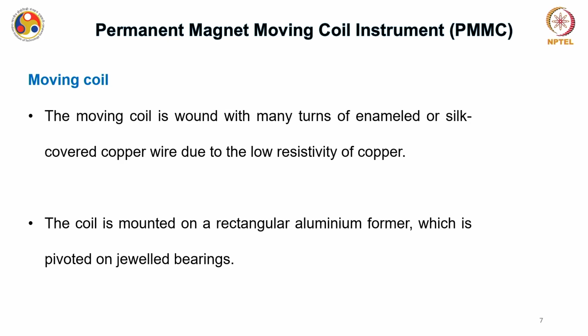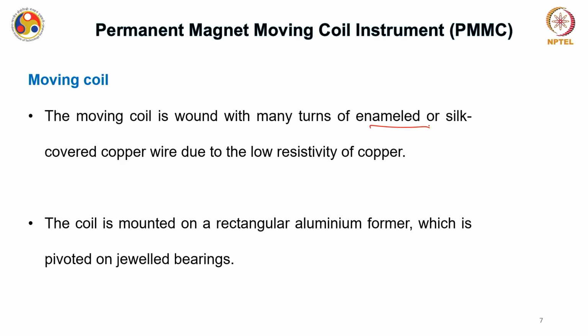The moving coil in this case is wound with many turns of enameled or silk covered copper wire, because usually we utilize copper wire because of its low resistivity. The enameling, or covering of this copper wire, is done because in each turn the wires are very near to each other, and if you do not cover it, you are basically allowing them to short. Now this coil is mounted on a rectangular aluminum former which is pivoted on a jeweled bearing. So you have a metal former, usually made of aluminum.